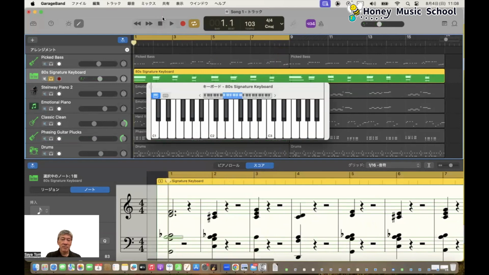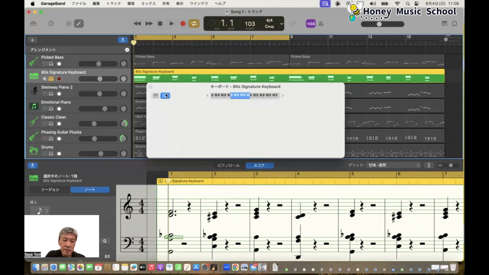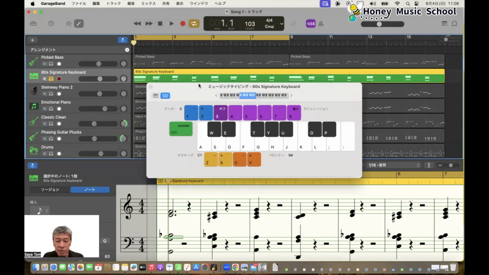Right. So let's analyze the chords. So the first chord is a G. So it's basically a G. This is the G triad. And then we're going to have the 7th. So it's a G minor 7th, right?